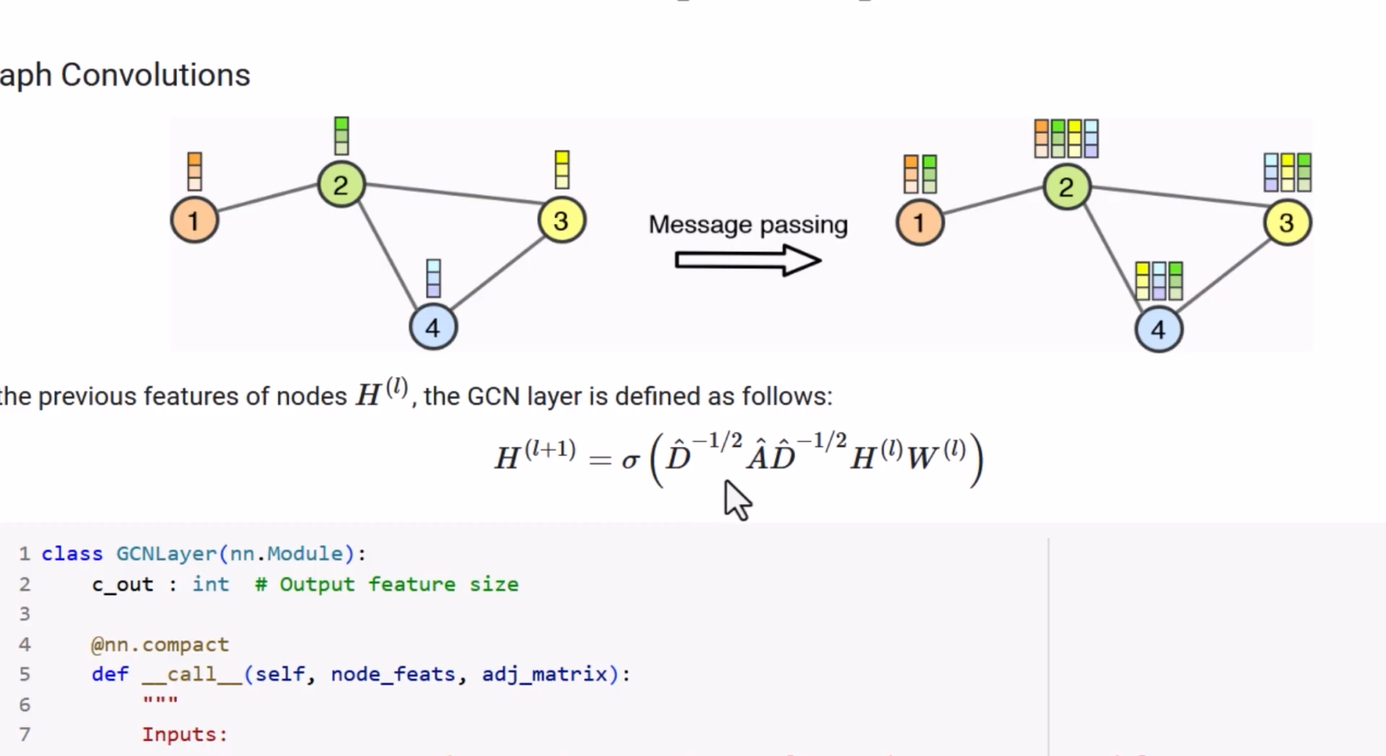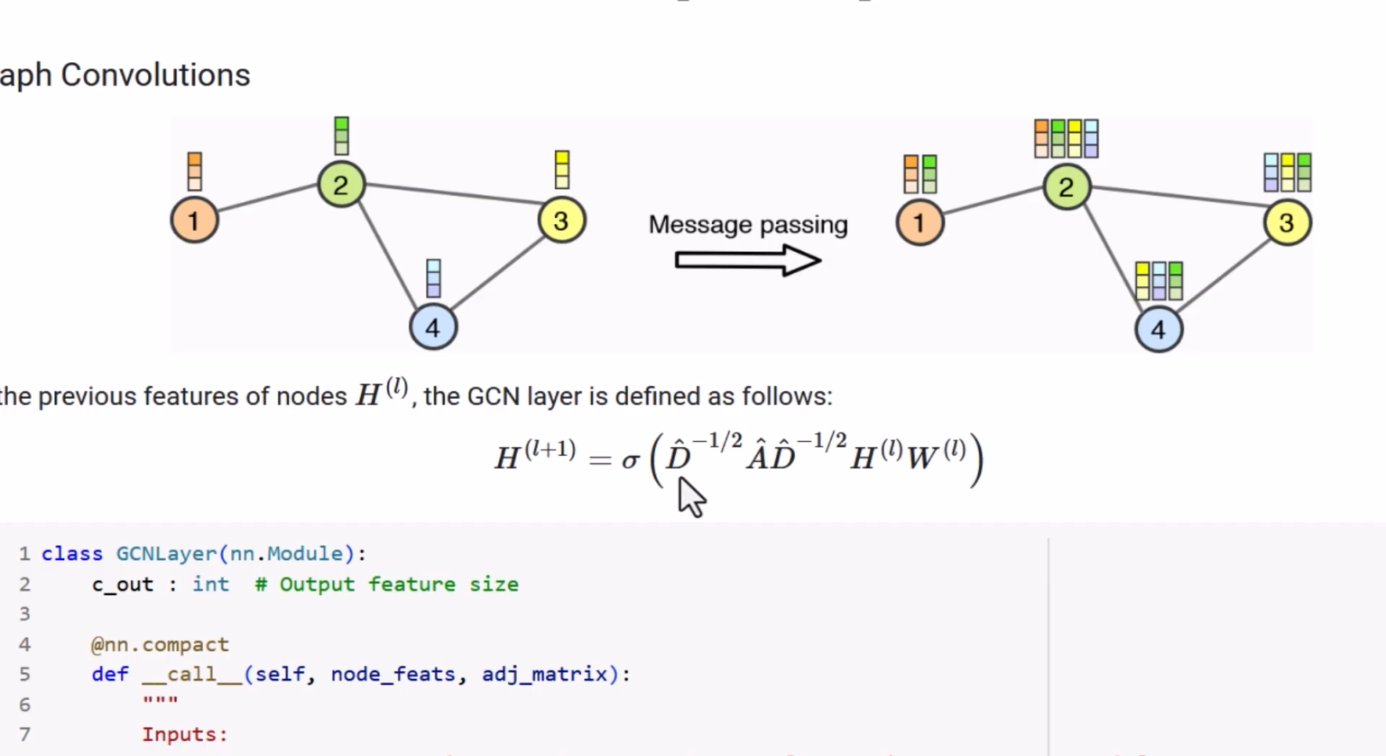Given the previous features of nodes H^l, the GCN layer is defined as follows. W^l is the weight parameters with which we transform the input features into messages H^l W^l. To the adjacency matrix, we add the identity matrix I so that each node sends its own message also to itself. That is, A hat is equal to A plus I.